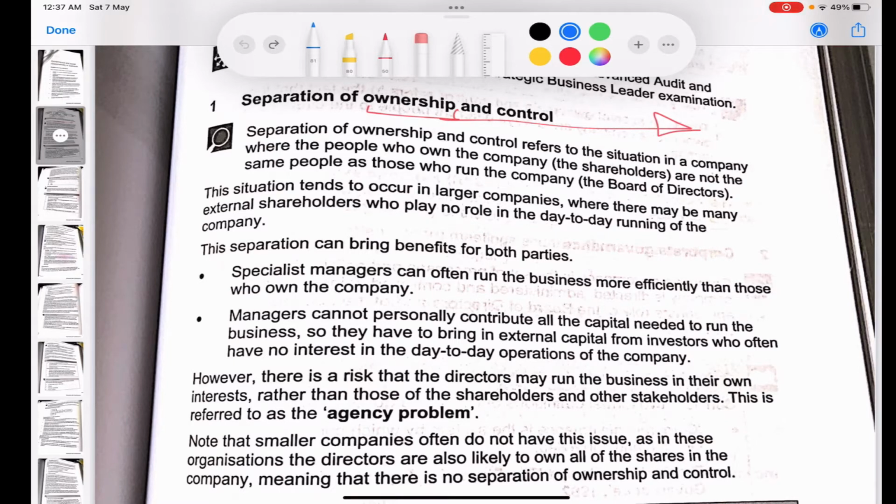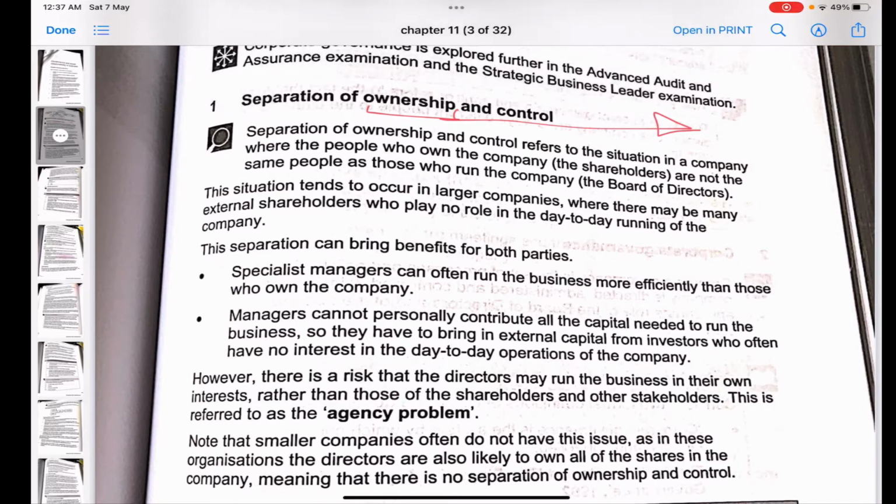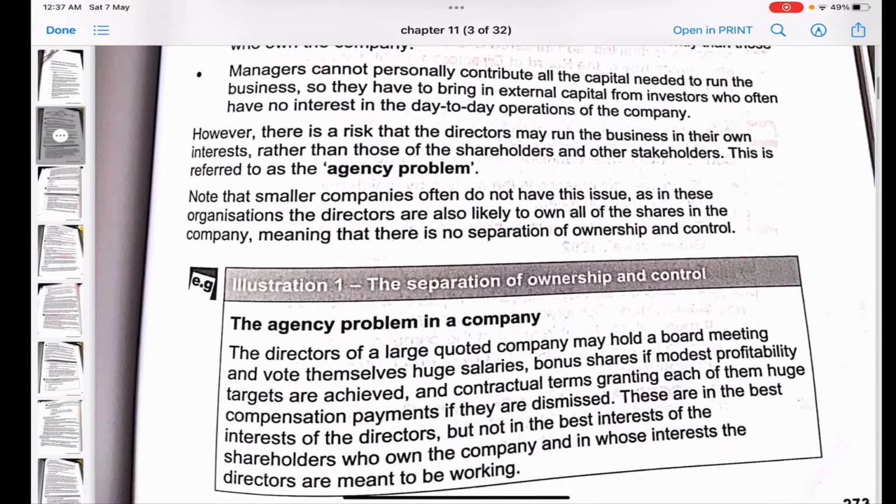The separation can bring benefits to both parties. When you separate ownership and control, we can have good managers and good directors who are specialized in what they do, right? So specialist managers can often run the business more efficiently than the owners. Managers cannot personally contribute all the capital needed to run the business, so they have to bring in external capital from investors, and the investors do not have any interest in the day-to-day operations of the company. However, there is a risk.